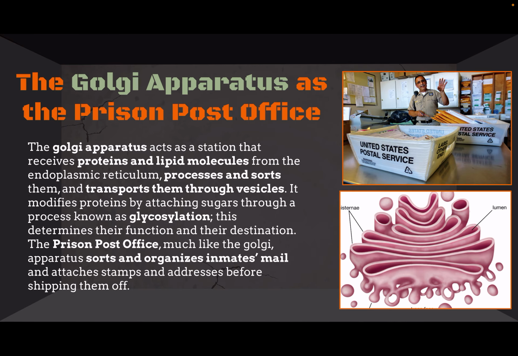So on to the Golgi apparatus as a prison post office. The Golgi apparatus acts as a station that receives proteins and lipid molecules from the endoplasmic reticulum, processes and sorts them, and transports them through vesicles. It modifies proteins by attaching sugars through a process known as glycosylation. This determines their function and their destination. The prison post office, much like the Golgi apparatus, sorts and organizes inmates' mail and attaches stamps and addresses before finally shipping them off.